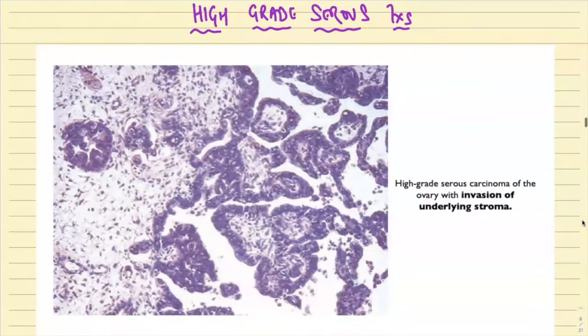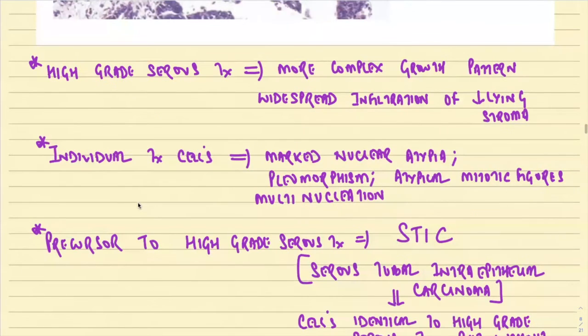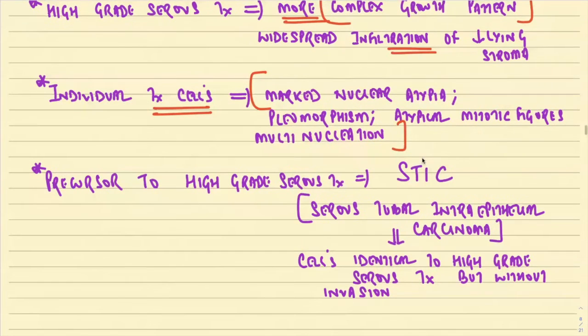This is the high-grade serous tumor showing more complexity, and the most important feature, can you see this? Invasion of stroma. So invasion of the underlying stroma is present. This is the stroma as we can appreciate from this diagram. This is the classical stroma as we can see. So high-grade serous tumor shows a more complex growth pattern with widespread infiltration of the underlying stroma. The individual tumor cells show marked atypia, pleomorphism, atypical mitotic figures along with multinucleation.